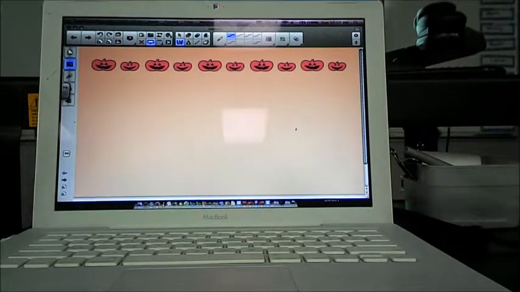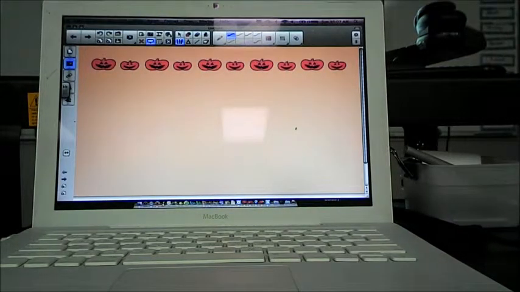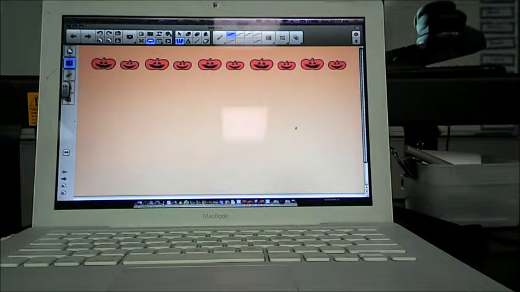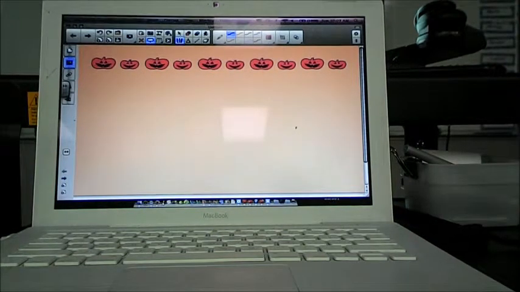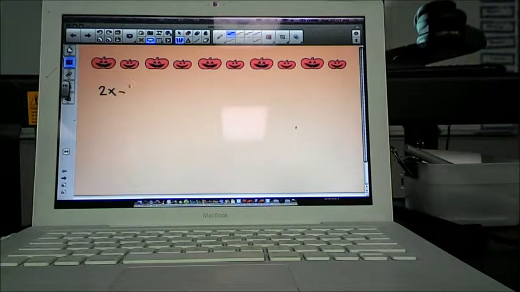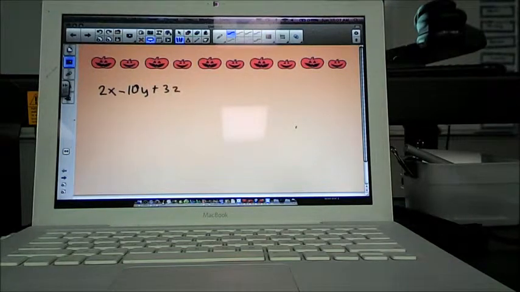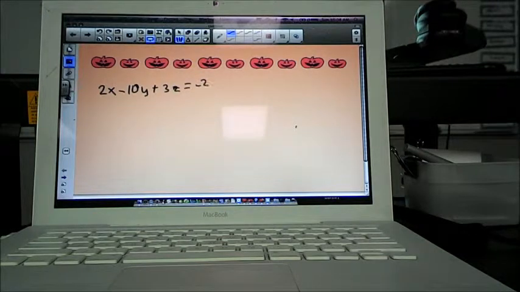We are going to do one of my personal favorite types of problems, solving a linear system of equations algebraically. So first we have 2x minus 10y plus 3z equals negative 20.